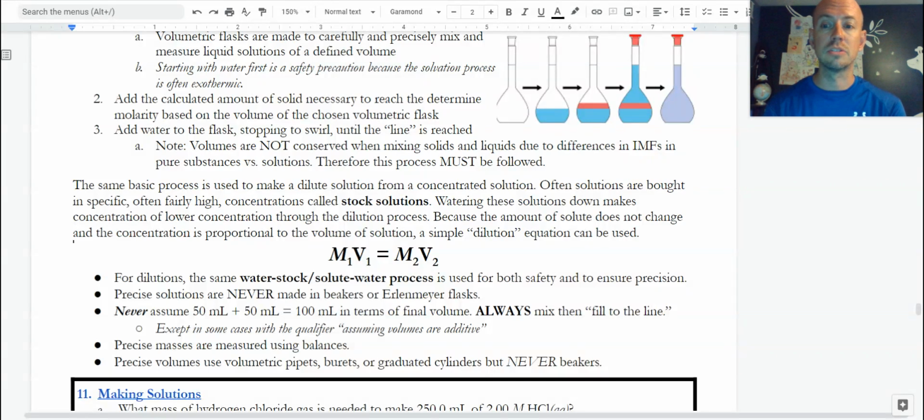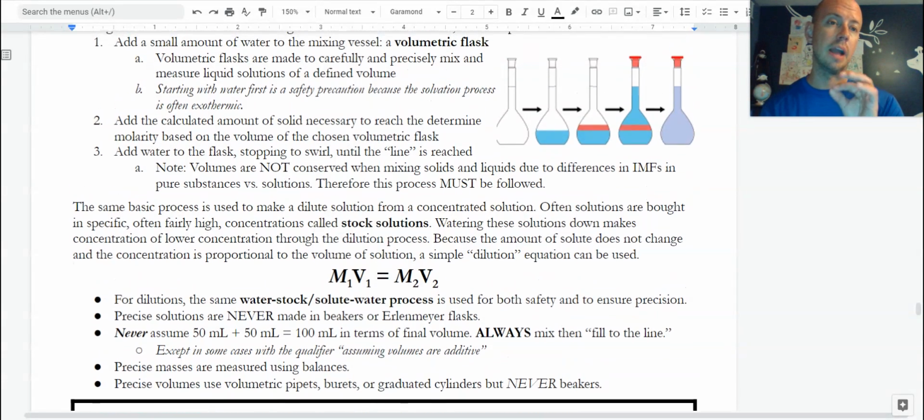We always make solutions in volumetric flasks. We don't do this in beakers. We don't do it in Erlenmeyer flasks, and we want the most precise measuring tools as possible. And even when we're mixing 50 milliliters of one liquid and 50 milliliters of another, we can't assume that that will come out 100 because of the way the intermolecular forces might be different by the time they mix. So we always use the water, mixture, water, and fill to the line. So making solutions is a process we'll practice, and it's a fairly common question you're asked to describe how to do on an AP free response question.